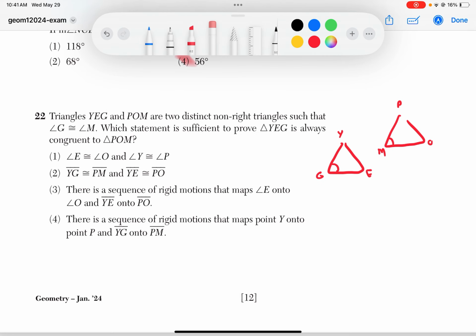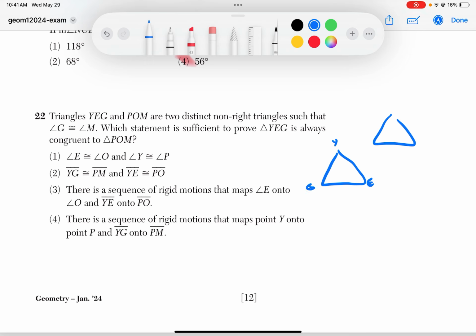Number 22, also a very annoying problem, but it is doable. So triangle YEG and POM. And we want to find a statement that is sufficient to prove YEG is always congruent to POM. So let's just assume that they're congruent for the moment, just for the sake of being able to make a drawing. So YEG and POM, and I'm going to be careful with that correspondence. And I know that G is congruent to M. I got that.